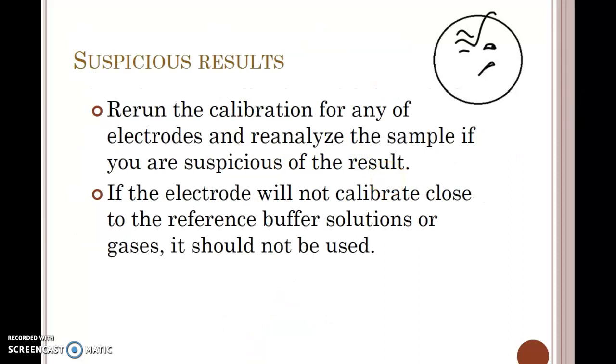Suspicious results: you can rerun the calibration for any of the electrodes and reanalyze the sample if you're suspicious of the results that you're getting. If the electrode will not calibrate close to the reference buffer solutions or gases, then that analyzer cannot be used.